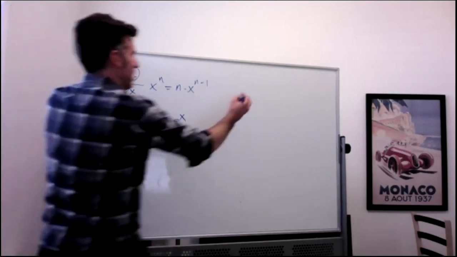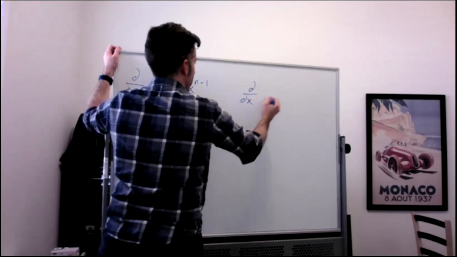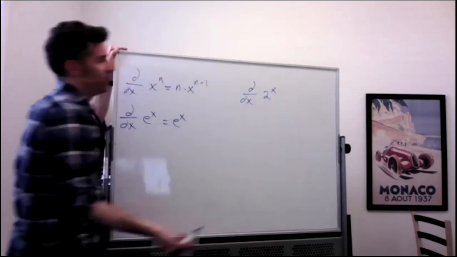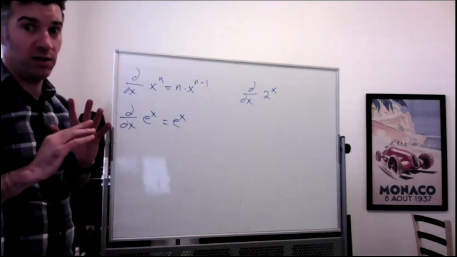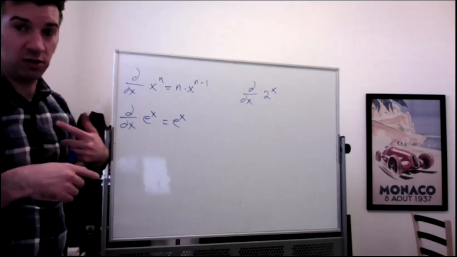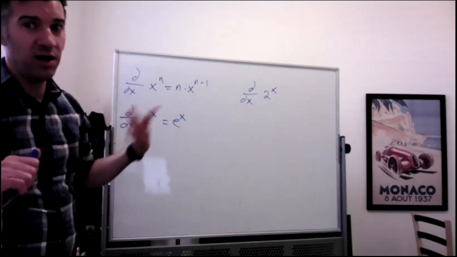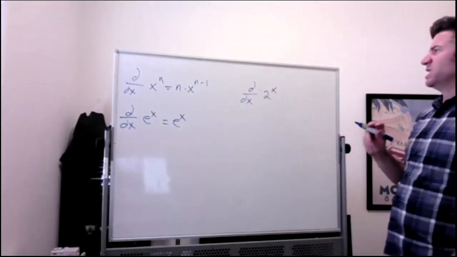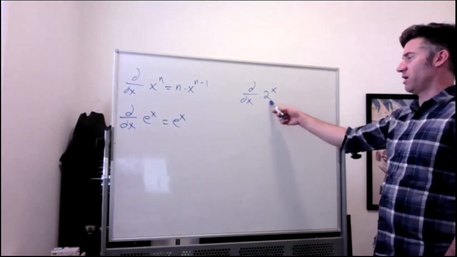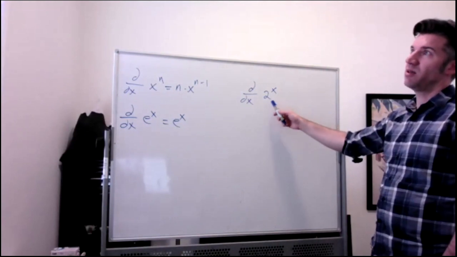So what if instead I asked you for the derivative of 2 to the x? Well, later on I'm going to show you a better way to do it with implicit differentiation. But we don't have that tool right now. So here's how you could do this. Maybe we can't do this. Let me think for a second. Can I do that?